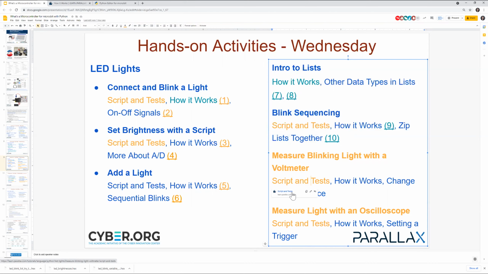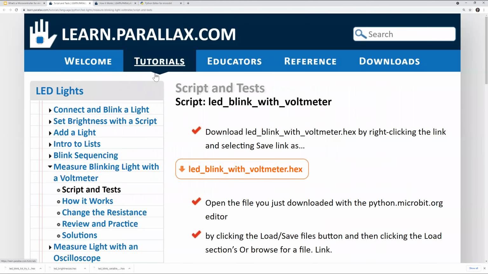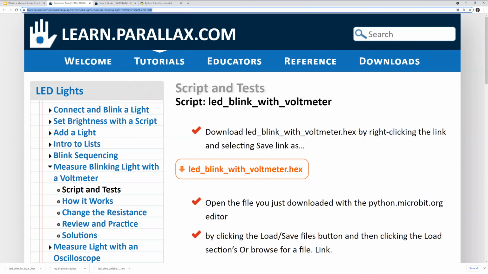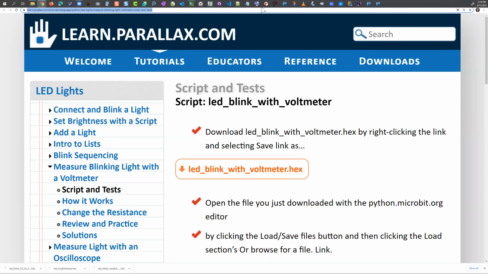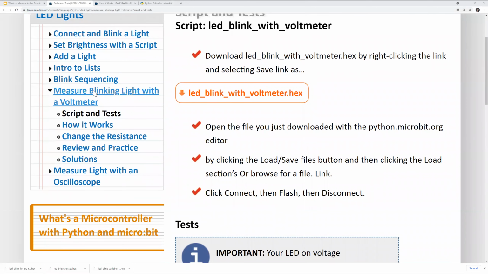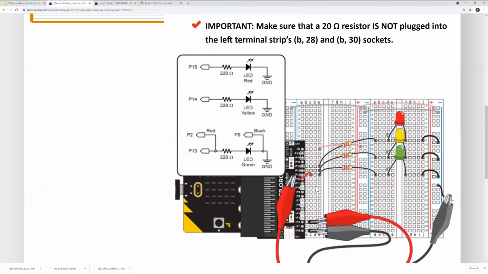Okay, so that one, I want to make sure you've got this down. Okay, so I'm going to paste in this chat. Paste. All right, there we go. So measuring the light with the voltmeter, we want to connect your black alligator clip probe by the blue line here, and then your red alligator clip probe by P13.